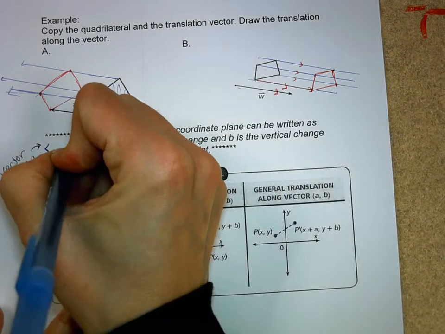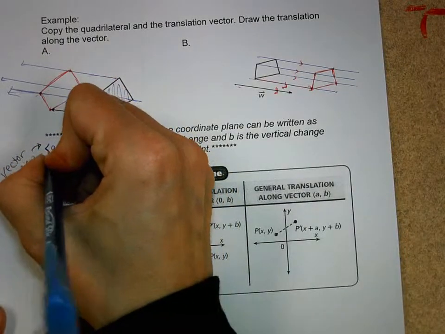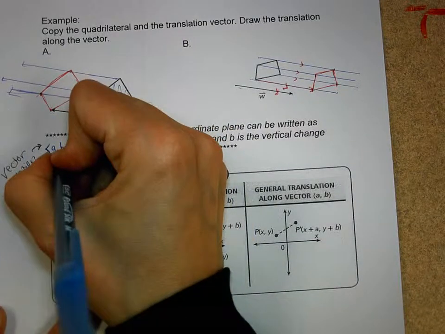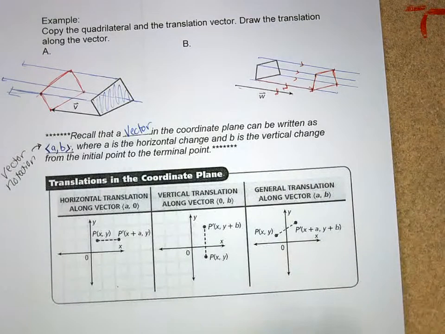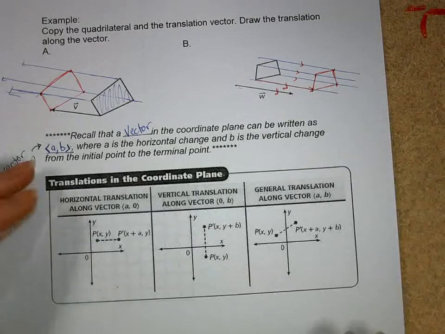You use these little arrows kind of as brackets, and A tells you the direction it goes horizontally, and B tells you the direction it goes vertically. So if A is negative, you go to the left. If it's positive, you go to the right. For B, if it's positive, you go up. If it's negative, you go down. So we start from your initial point to your terminal point with this.